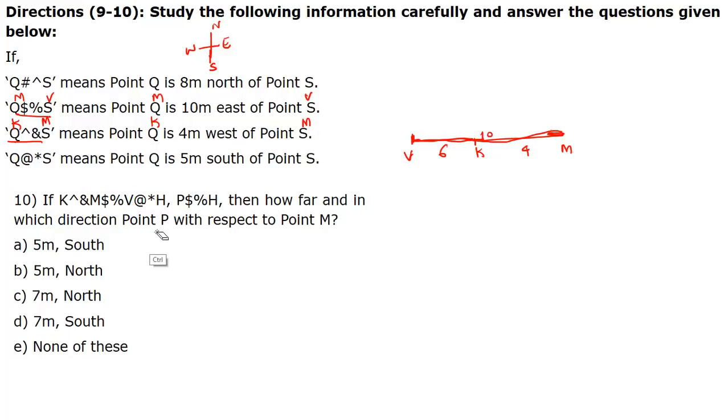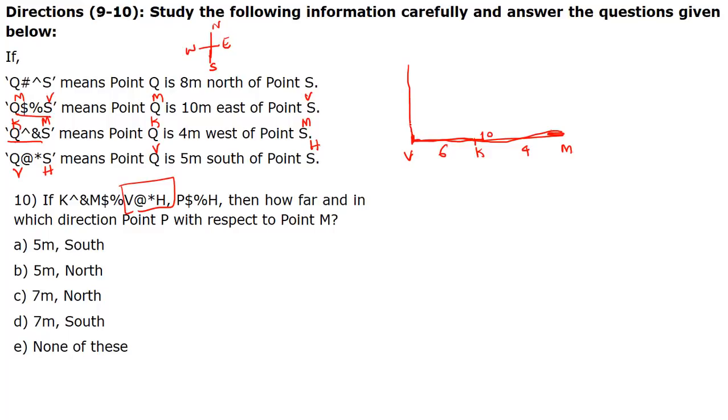So this is done. Now we have to go from V at the rate star H. V at the rate star H is nothing but Q at the rate star S. So Q becomes V here, S becomes H here. What does this mean? V is 5 meters south of point H.